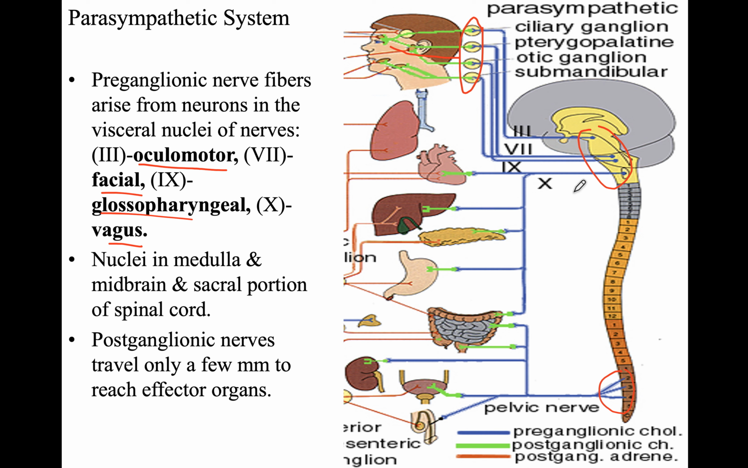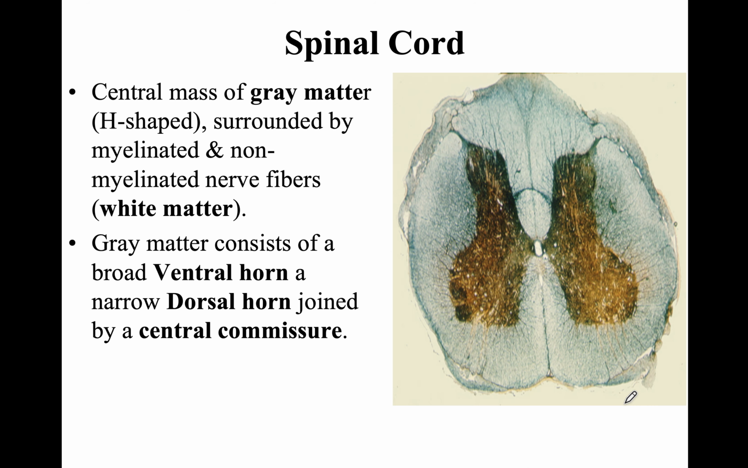As I said, the preganglionic, the first neuronal cell body, is found in the area of the cranial nerves: number 3, which is the oculomotor, the facial, number 7, glossopharyngeal, number 9, and vagus, number 10, and also from the sacral region.